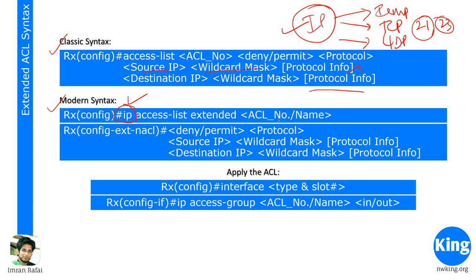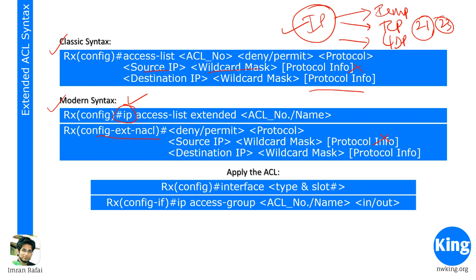Then you give an ACL number or name. You can give anything you want. You will go to a sub-configuration mode, that's the extended NACL mode. Then you can put a deny or permit statement and then the protocol, exactly like we discussed here. Then the source IP, wildcard mask, and again protocol information, which, like I said, we will be ignoring. We will not be putting source port information most of the time.